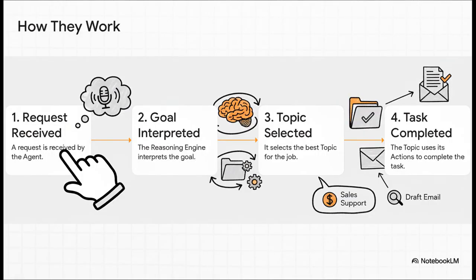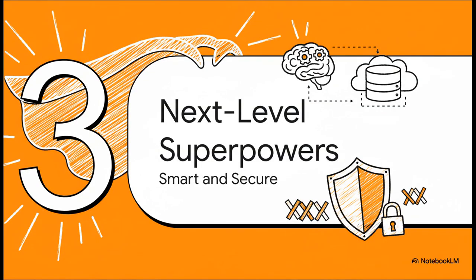Okay, so let's see how this whole thing flows. It's actually pretty straightforward. You make a request, the reasoning engine, the brain, figures out your goal. Then it picks the best topic for the job, let's say sales support. From there, that topic uses the actions it has, like find account and draft email, to get the task done. See? It's a really clean, logical process. All right, so we've got the basics down. But what takes Agentforce from just being a cool tool to a genuine superpower for your team? Let's talk about what makes it so smart and, just as important, so secure.